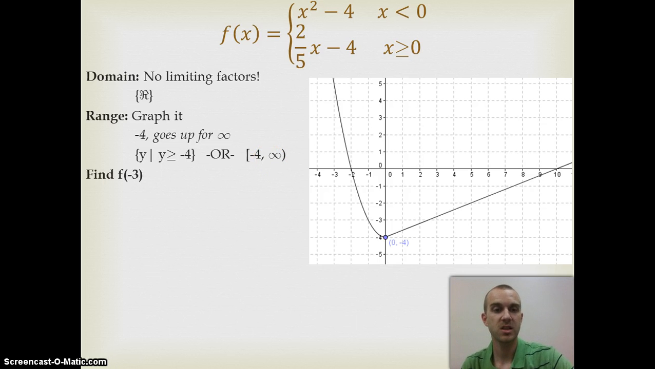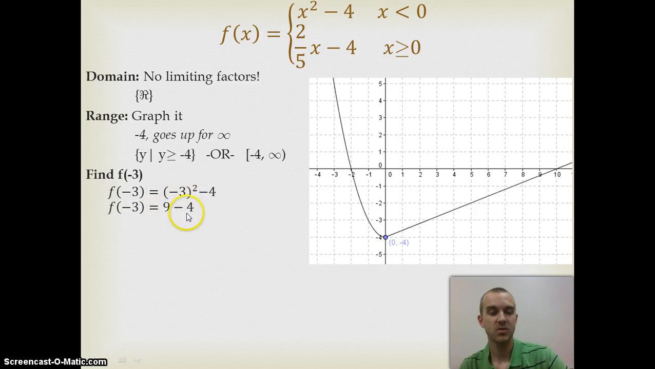If I wanted to evaluate this function at f of -3, well, I'd say -3 is less than 0, so I would want to use my first equation. So I would be doing f of -3, and I'd be using the x squared minus 4. So (-3) squared minus 4, 9 minus 4, this would be 5. So at (-3, 5), it would show up right here. So I know I've done my point correctly. I've done my equations correct.